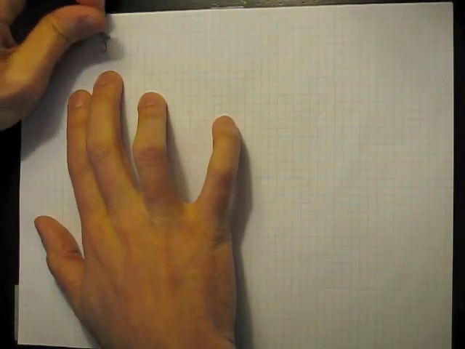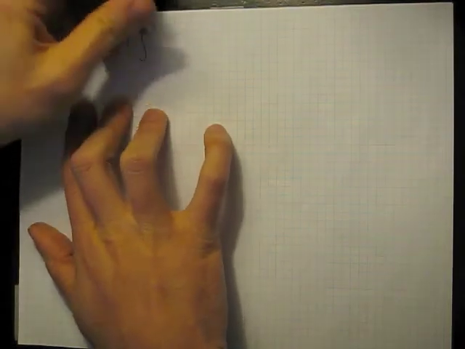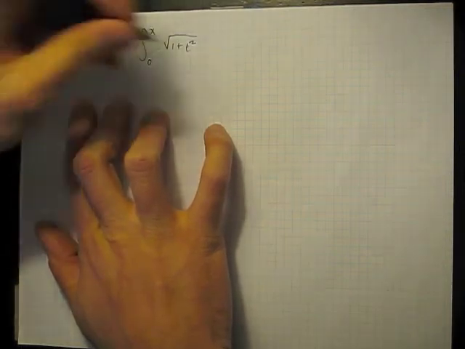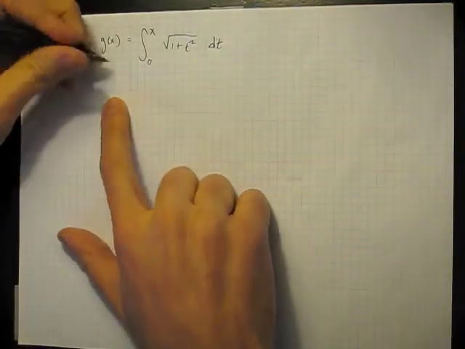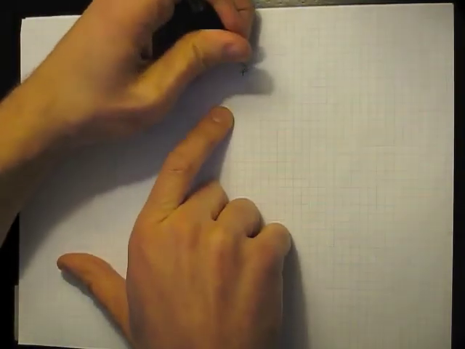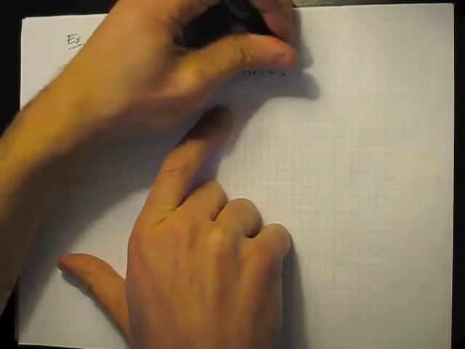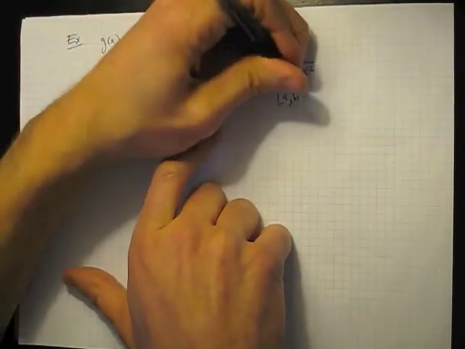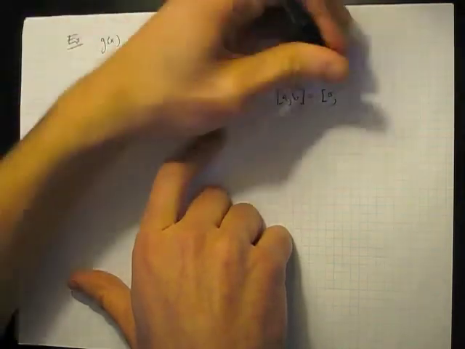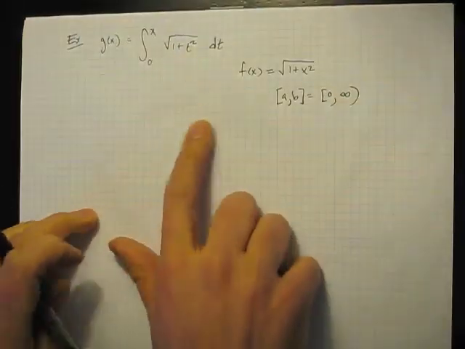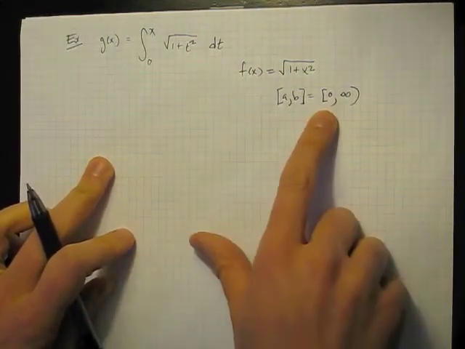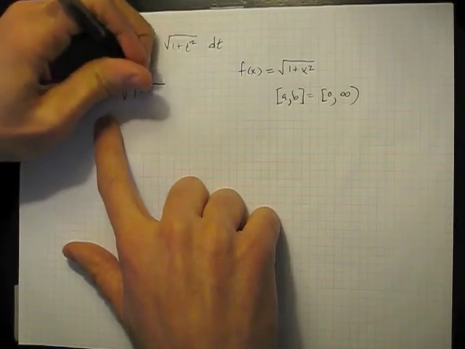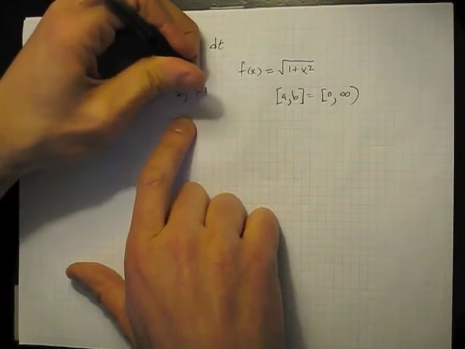All right, so let's do an example. G of x is equal to the integral from 0 to x of the function square root of 1 plus t squared. Okay, simple. So f here would be the function square root of 1 plus x squared, and the interval [a, b] would actually be the interval from 0 to infinity, because this function is defined everywhere. And so we could choose any x in this range. And so g prime of x, the derivative of g, is just the square root of 1 plus x squared. This is by the fundamental theorem of calculus.